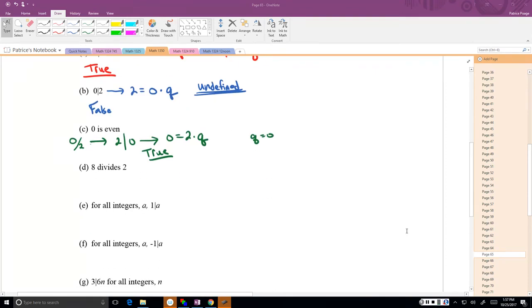All right. 8 divides 2 is written like this, and it would imply that 2 equals 8 times q, where q is a unique integer. Is there a unique integer q to make this true? No. There's a rational number, 1/4, that makes this true, but not an integer.